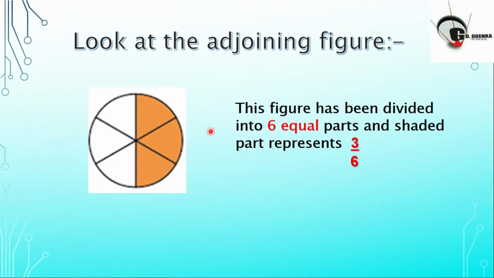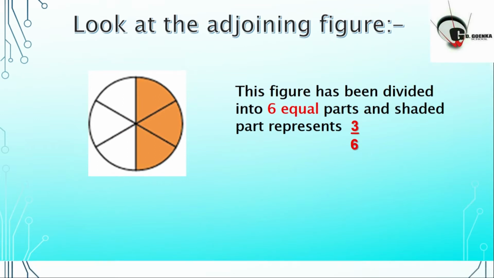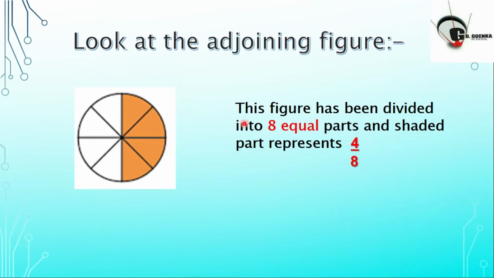Next slide. In this you can see this figure has 6 equal parts, 1, 2, 3, 4, 5, 6, and out of these 6, 3 parts have been colored or shaded. So we can say the fraction is 3 upon 6. That means 3 out of 6 parts are shaded. Next, we have 8 equal parts, and out of these 8 equal parts, 4 parts are shaded. So this represents the fraction 4 upon 8 because 4 parts out of 8 parts are shaded.